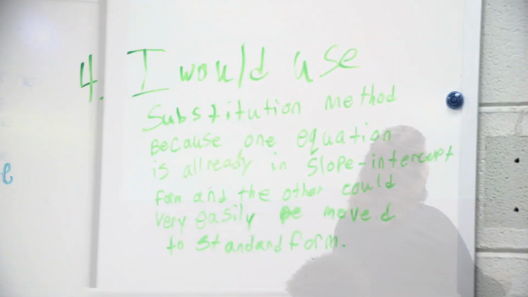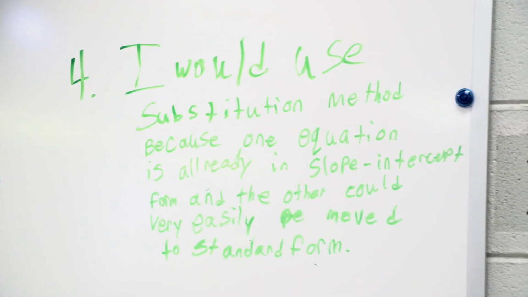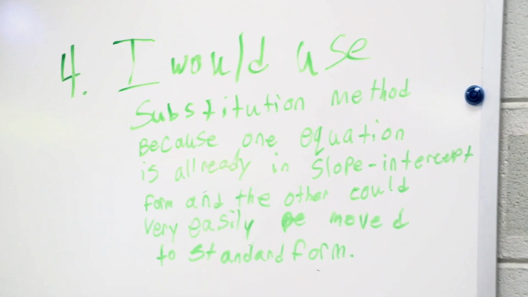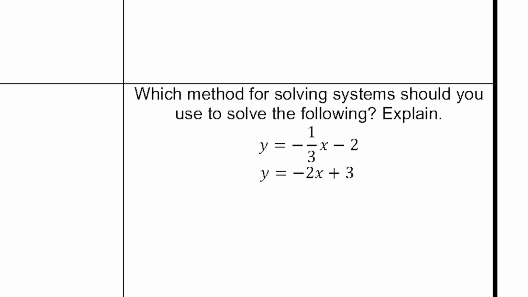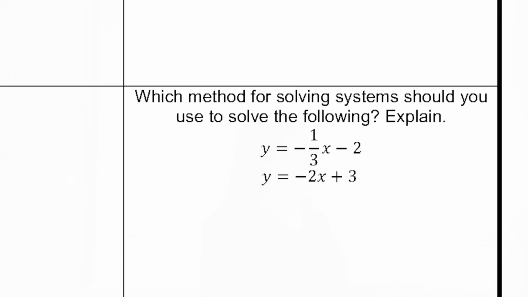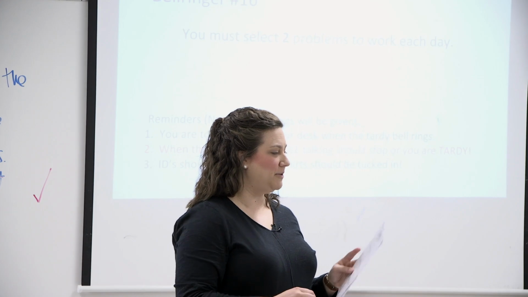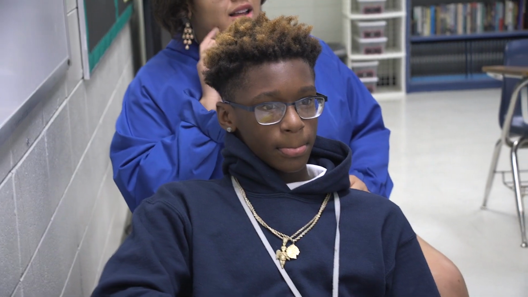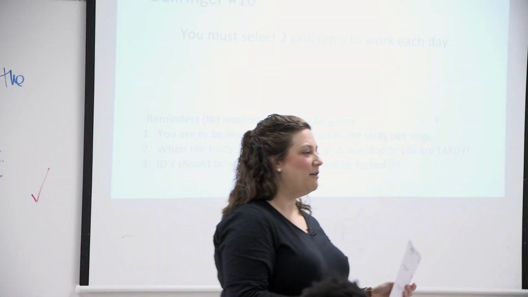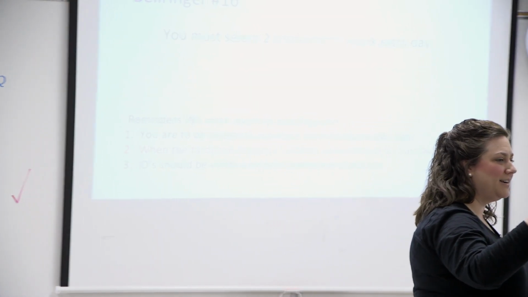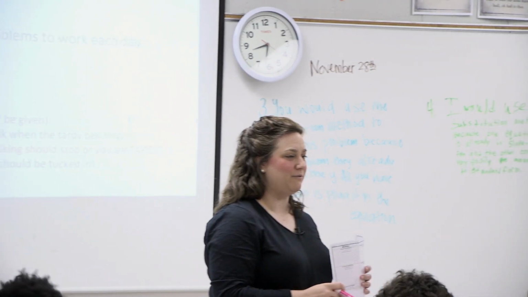Okay, and then last we have that I would use substitution method because one equation is already in slope-intercept form and the other could easily be moved to standard form. Drake Evian, do you agree with her? Is that what you put on your paper, or you didn't answer 4? I didn't answer 4. You didn't answer 4. Raven, did you answer 4? What did you put on 4?